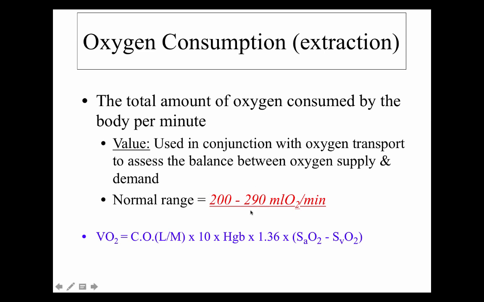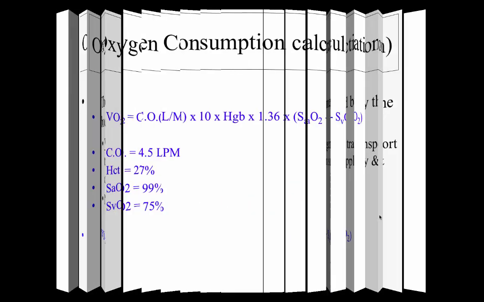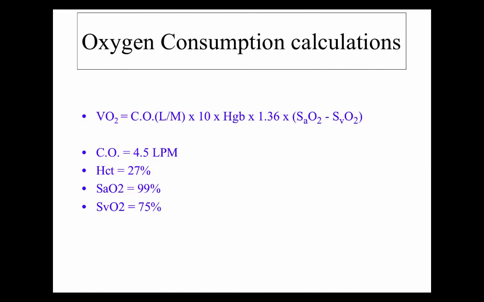So the normal range is 200 to 250 mLs of oxygen per minute, and we can begin to look at this equation as taking the output times 10 times hemoglobin times 1.36. And we can simplify this equation just to the arterial oxygen saturation minus the venous oxygen saturation. And feel free to work through this calculation prior to class.